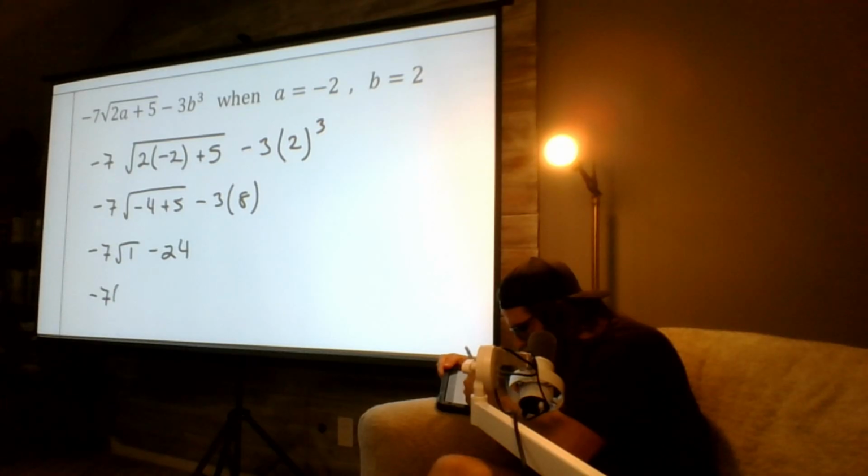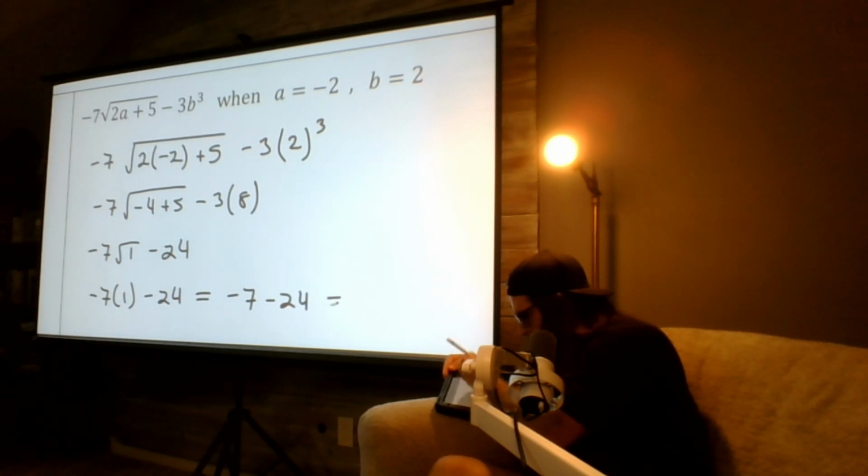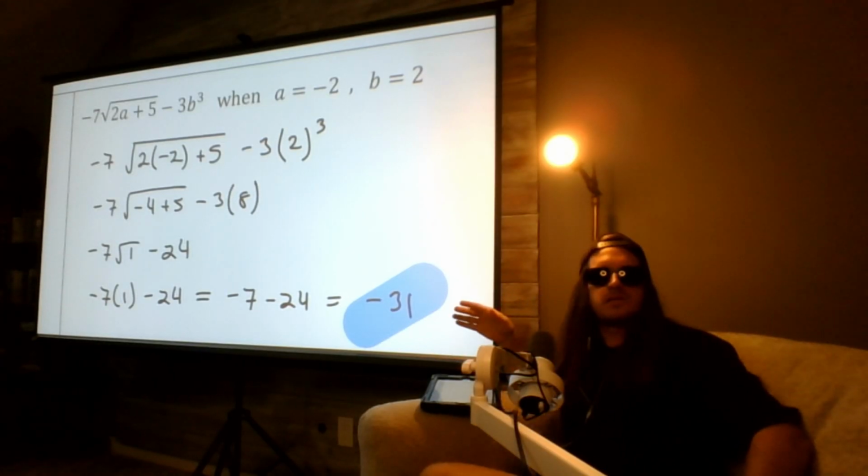The square root of 1 is 1. And negative 7 times 1 is negative 7, minus 24 is negative 31. That would be the answer there.